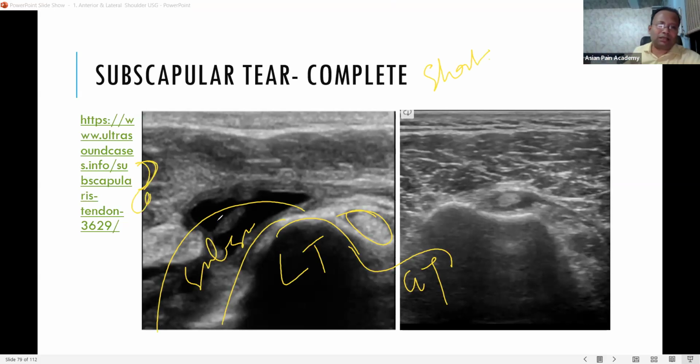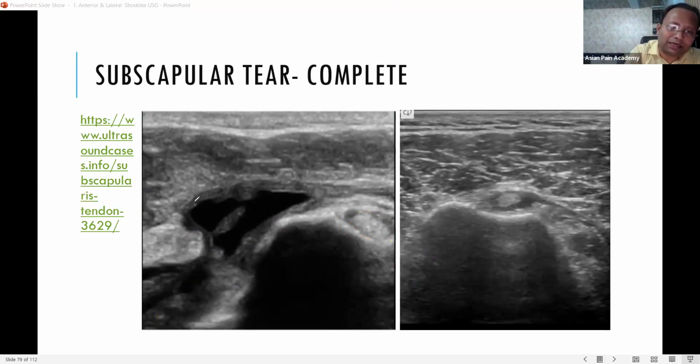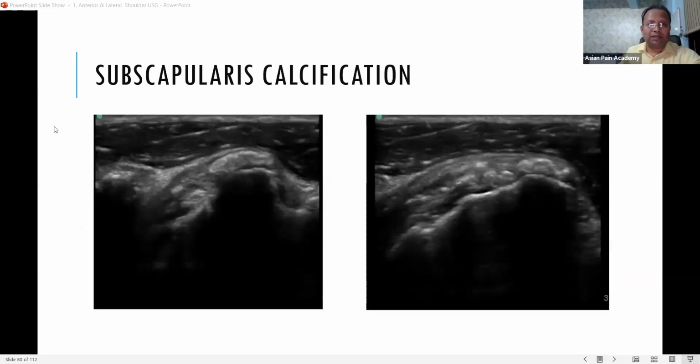So in this area you can see a lot of effusion and loose areolar tissues, all these fats are moving. So this picture is very common in supraspinatus complete tear, and even in other tendon complete tears also. So if you find this picture in the subacromial area, then most likely it is a supraspinatus tear. And if you find this picture under the coracoid, then it is most likely a subscapularis tear. So same thing, subscapularis calcification. These are calcification. You can understand this picture.